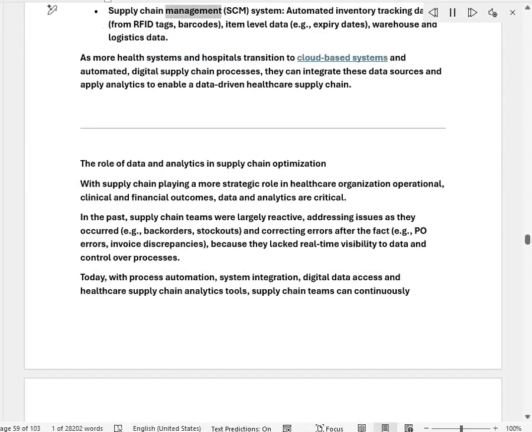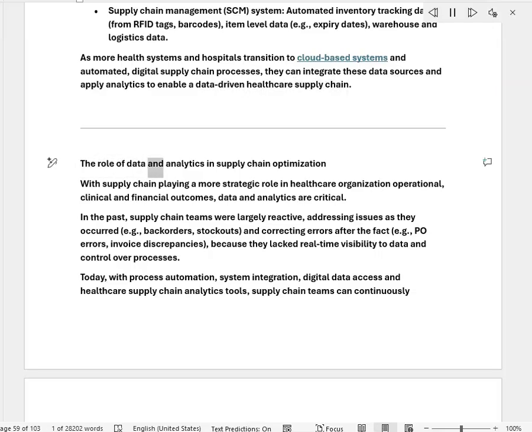Supply Chain Management, SCM, system: automated inventory tracking data from RFID tags, barcodes, item-level data, for example expiry dates, warehouse and logistics data. As more health systems and hospitals transition to cloud-based systems and automated, digital supply chain processes, they can integrate these data sources and apply analytics to enable a data-driven healthcare supply chain.